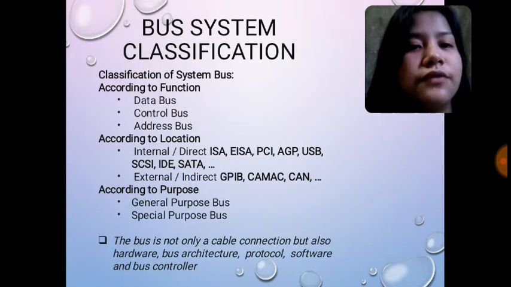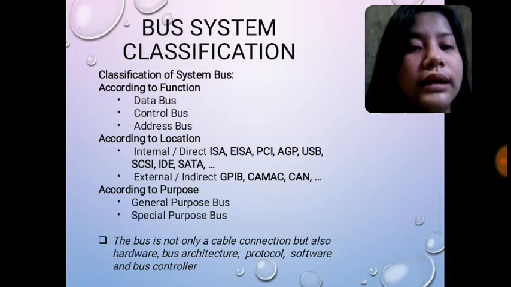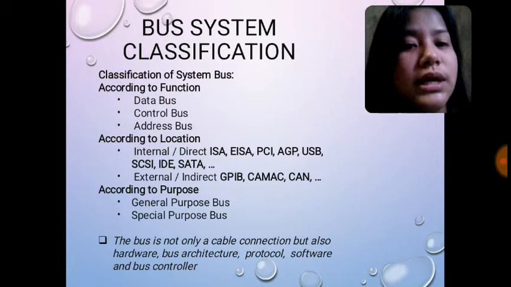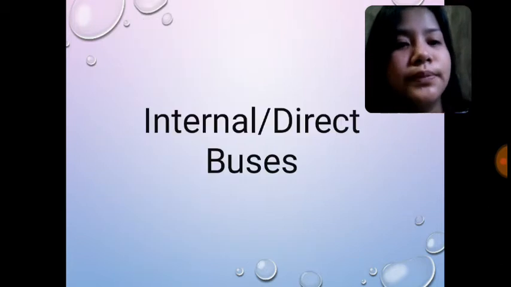Bus system classification. According to function: data bus, control bus, address bus. According to location: internal, direct, ISA, EISA, PCI, AGP, USB, SCSI, and IDE, and SATA. According to purpose: general purpose bus, special bus.